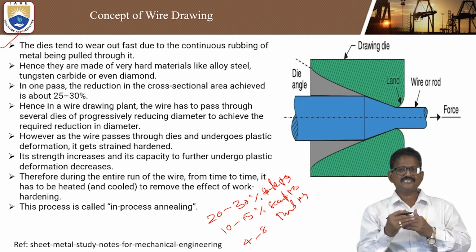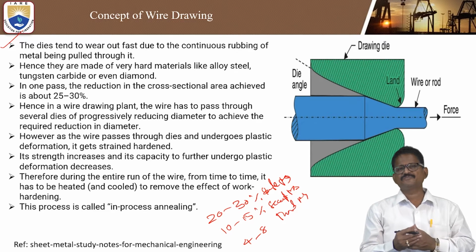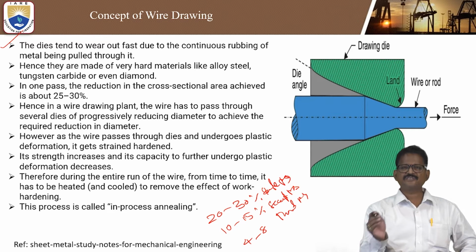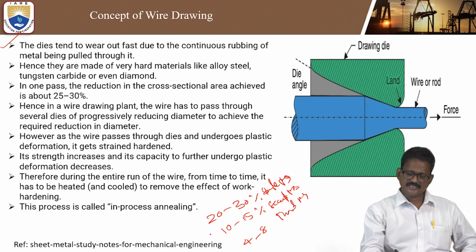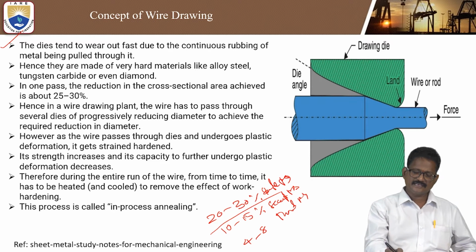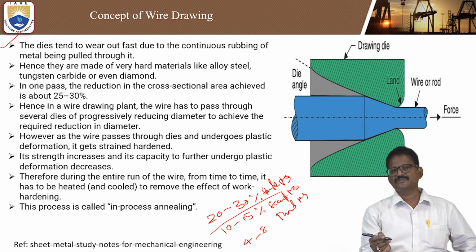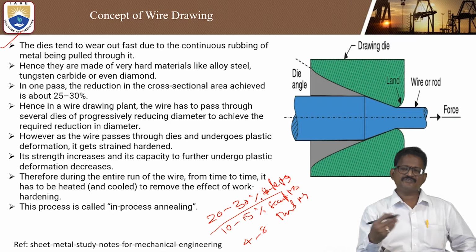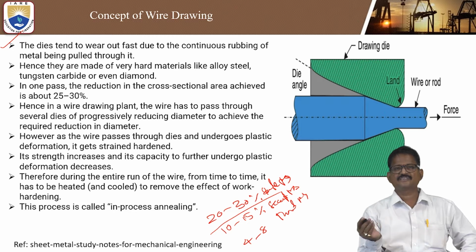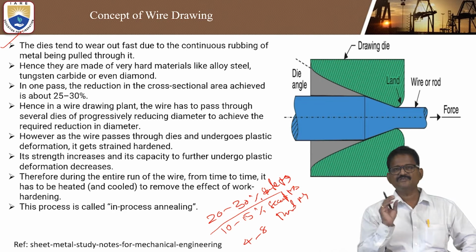And whenever the strength increases, what will happen? Its capacity to undergo further plastic deformation decreases. Whenever the strength is increased, plastic deformation is decreased. That is why in the initial stage the maximum amount of reduction takes place. In the second case, we cannot act the same, 20 to 30% reduction. Obviously it may decline to 10 to 15%. Further, again it may be reduced to 4 to 8 or 2 to 6, etc. Okay, that is this important concept of wire drawing.